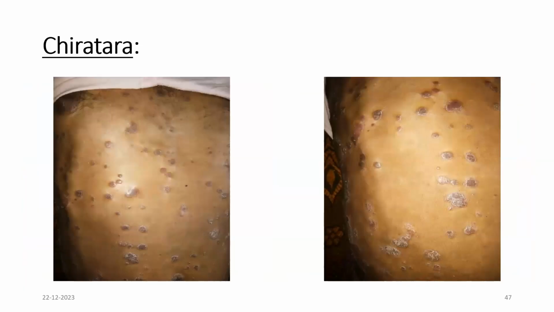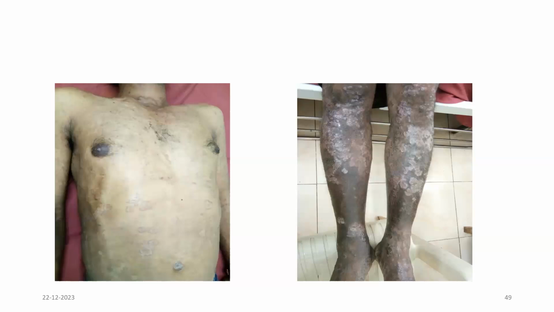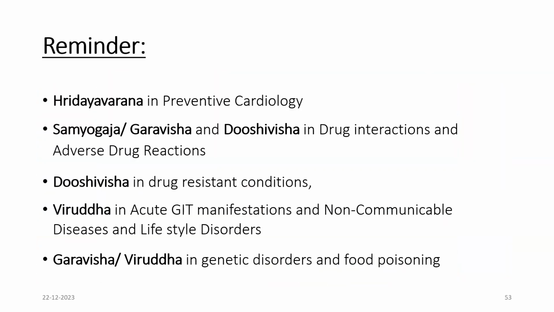Chiratara, Budd-Chiari syndrome. Late manifestations: splenomegaly, hepatomegaly, borderline ascites, anemia, and LFT, SGOT and SGPT more than 500. All these reports were seen. Once we started the treatment in the lines of Gara, Dushi, Visha, the whole lesion was cleared.